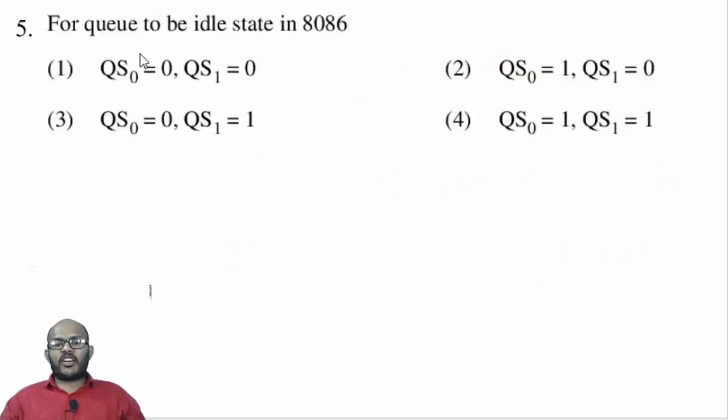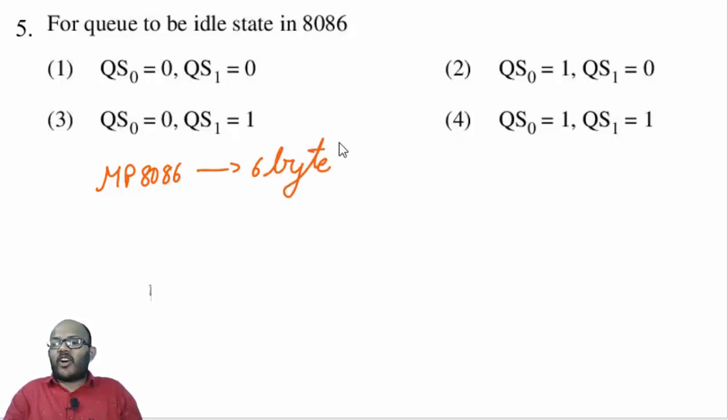Moving on to the fifth question, what is given is, for a Q to be in idle state in the case of 8086, so we have to tell when this Q will be in an idle state. In the case of microprocessor 8086, you will have a 6-byte queue. The next set of instructions which have to be executed will be stored in a queue. So the instructions are fetched beforehand and stored in the queue. The program counter is going to fetch the instructions one after the other, such that the execution rate will be much faster, because you will have 6 instructions readily available.